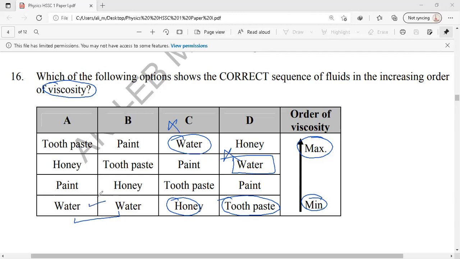Water is the least viscous. Then we have honey, toothpaste, and paint. So, as we can see, the paint can flow more easily as compared to honey. This means that paint should not be the most viscous among these four liquids. So toothpaste is most viscous, while honey, then paint, and then water. So, according to the sequence, option A should be the correct answer in this question number 16.